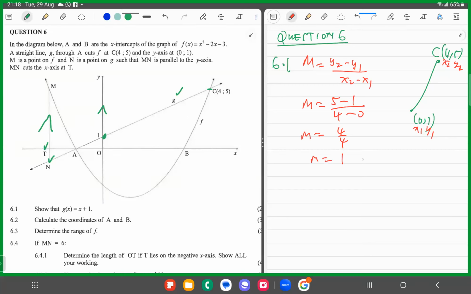Meaning that m is 1, but c is the y-intercept, so c is already 1. So you can use the equation that says mx plus c, because m is 1 by x, the c is 1, and therefore the equation is x plus 1. Right. So the equation is y equals x plus 1.